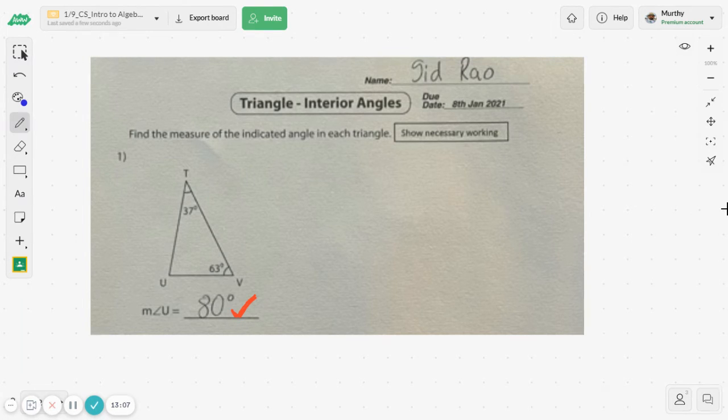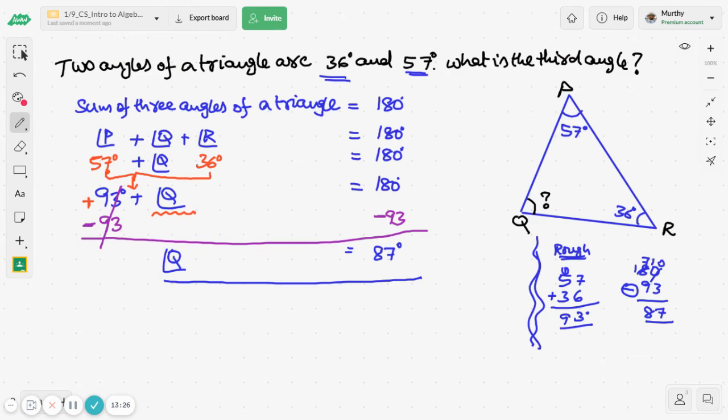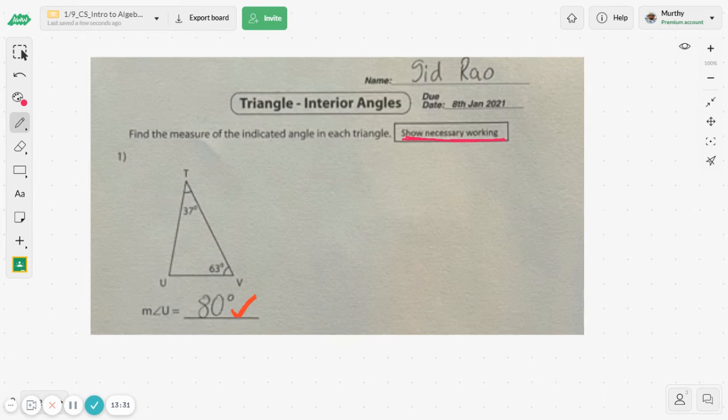Please notice that I clearly specified to show necessary working, but I did not see any working here. I want you to show the working as on the next page. This kind of working is needed. Is it okay for you to start working on this problem and show how you got 80 degrees, not using a protractor? You may start working on this now.